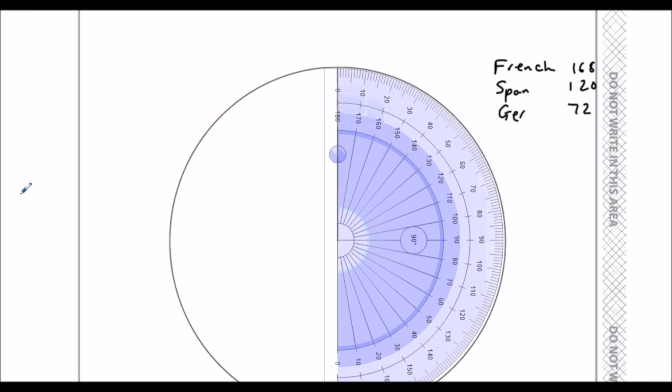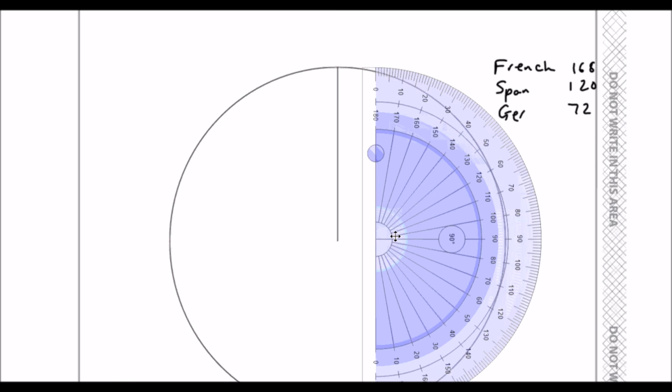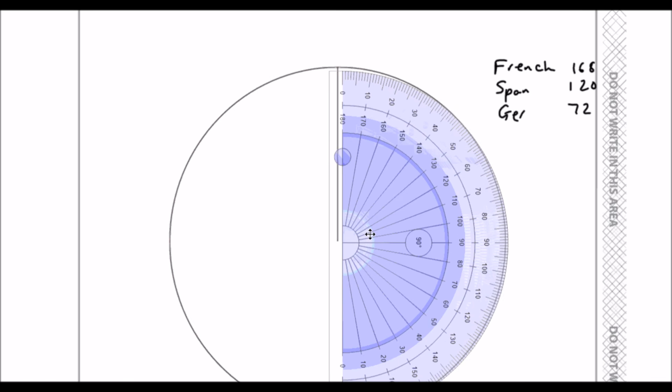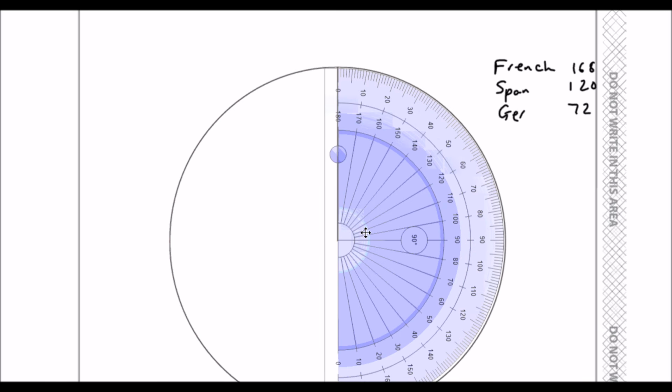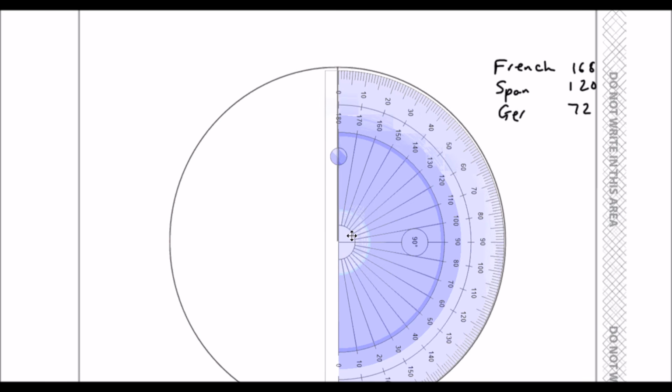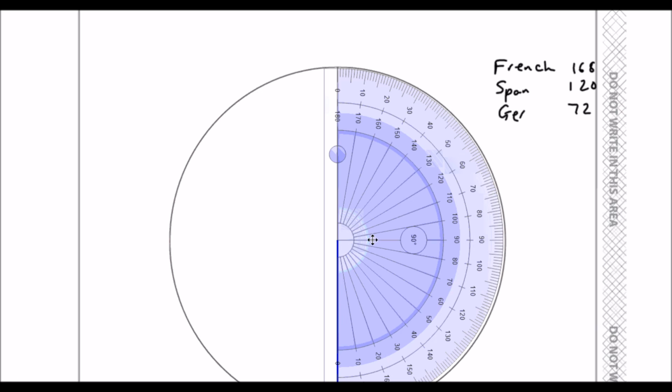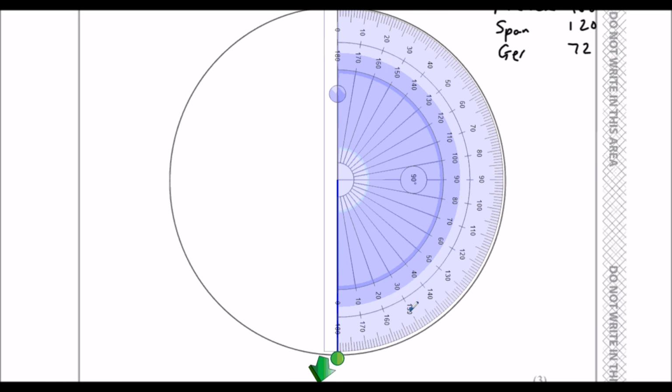So I have lined up my protractor. I'm getting the center of the circle on the center of the protractor, right there. And I'm going to measure from 0 here round to 168 degrees. So 168 degrees is there. So there's my 168 degrees.